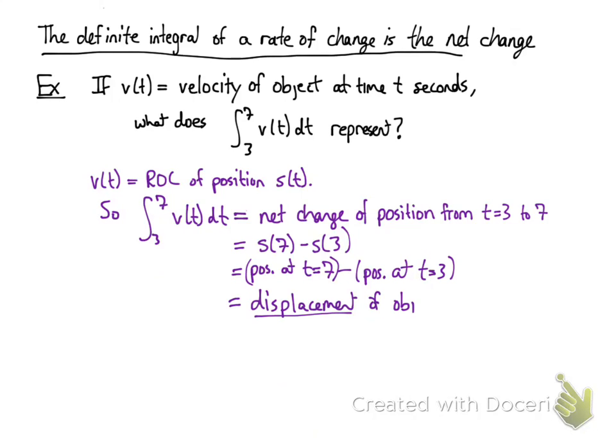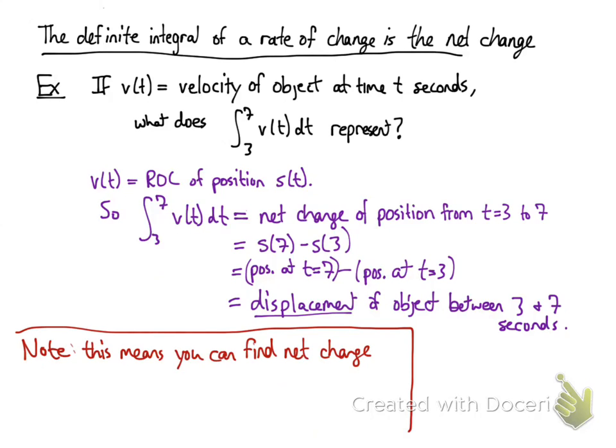And that's known in physics as the displacement of the object between 3 and 7 seconds. So the definite integral of velocity tells you displacement. The same idea can be used in lots of other situations. We'll see them in class. The idea is the definite integral of a rate of change will always tell you the net total change in that quantity.